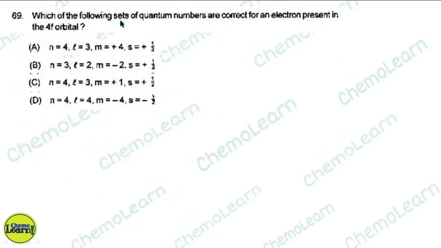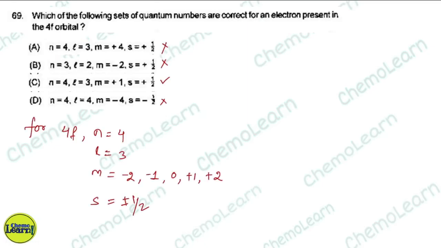Which of the following sets of quantum numbers is correct for an electron present in 4f orbital? For 4f orbital, n equal to 4 and azimuthal quantum number L equal to 3, and magnetic quantum number can have the values -3 to +3, and spin quantum number may have the value +1/2 or -1/2. If you match these, then option C has n equal to 4, L equal to 3, M equal to +1 and S equal to +1/2.